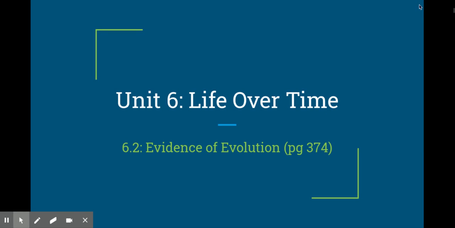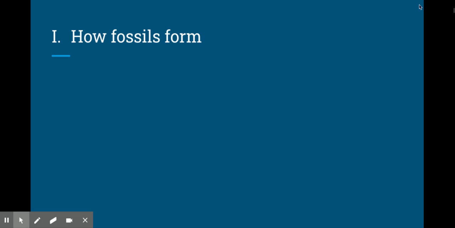6.2 notes are all about the evidence for evolution. So you will actually need your book for this one because we are going to look at some of the diagrams in your textbook. So get your books open to page 374. Everybody should have brought their textbook home with them.